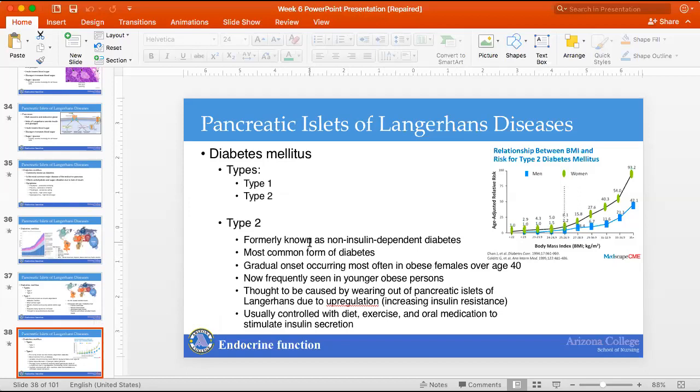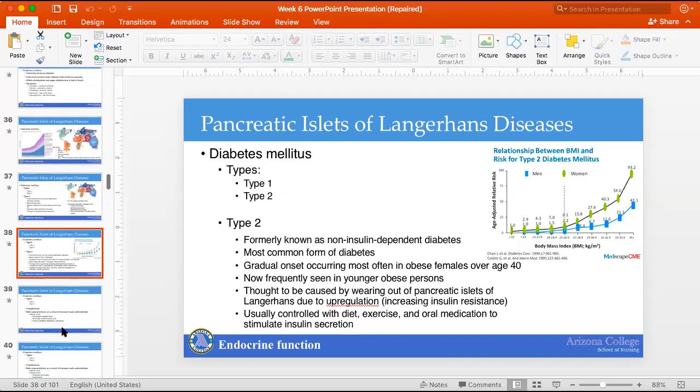It could be either. This is the more common form of diabetes, gradual onset, occurring most often in obese females over age 40, but it affects all sorts of different demographics. Now frequently seen in younger obese persons, thought to be caused by wearing out of pancreatic islets of Langerhans due to upregulation, which is just increasing insulin resistance, and usually controlled with diet, exercise, and oral medication.